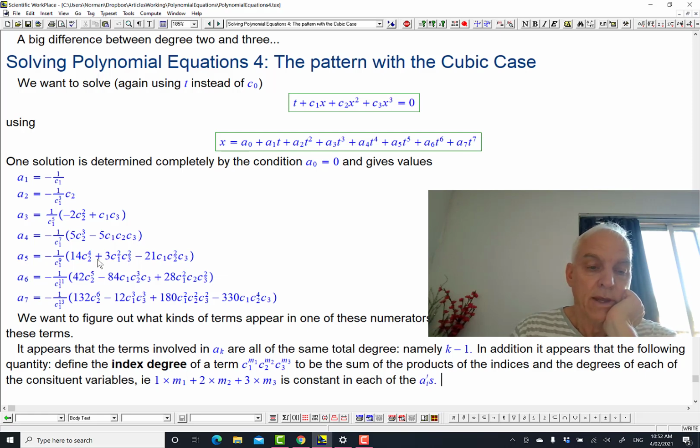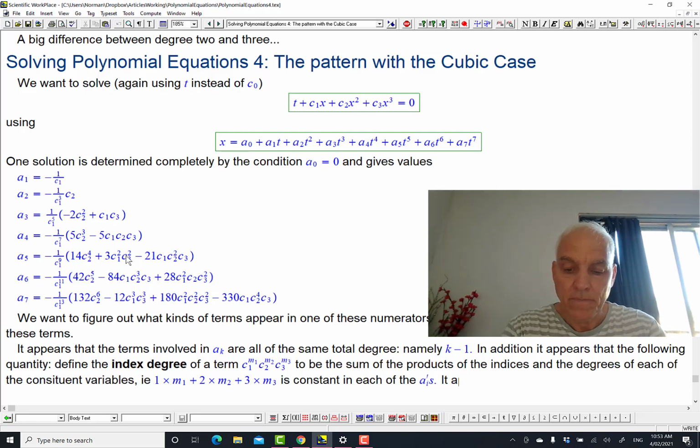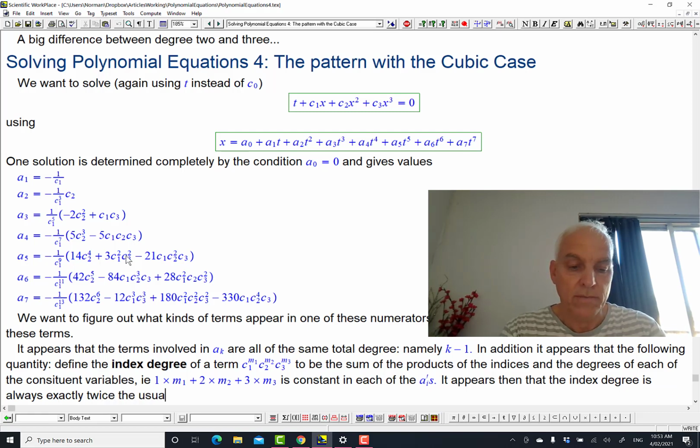The ordinary degree is 3. Here the index degree is 8. 2 plus 6 is 8. 1 plus 4 plus 3, that's also 8, while the ordinary degree is 4. So it appears, let me add this, it appears then that the index degree is always exactly twice the usual degree. Okay, let's carry on, just checking if that's true.